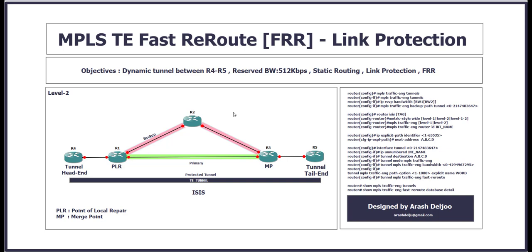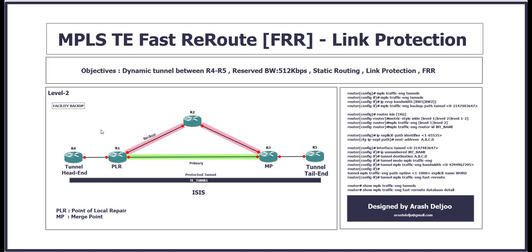Let me talk about the function of the TE again. In this scenario, now you know about the two new terms, PLR and MP. We are configuring the backup tunnel in the PLR, and you know that the PLR and the MP in link protection fast reroute are the two endpoints of the link that we are protecting. Actually, we are protecting the primary link with the backup tunnel. Because of that, we call it facility backup. Facility backup.